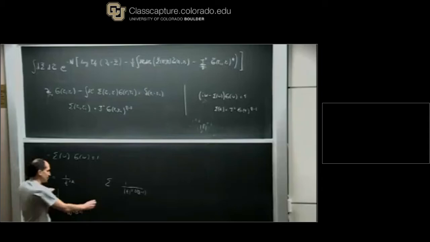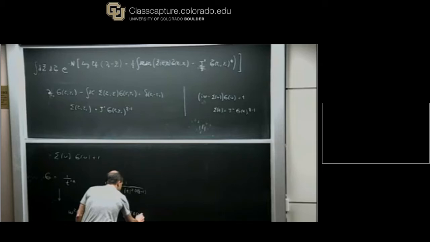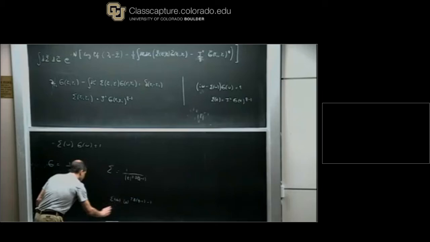Here we do the Fourier transform, same story, omega to the 2 delta q minus 1 minus 1. Okay? And so this is sigma of omega, and this is g of omega. I'm neglecting the constant. You guys can, as an exercise, do it with the constant.